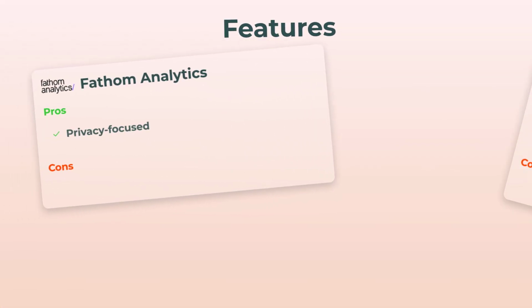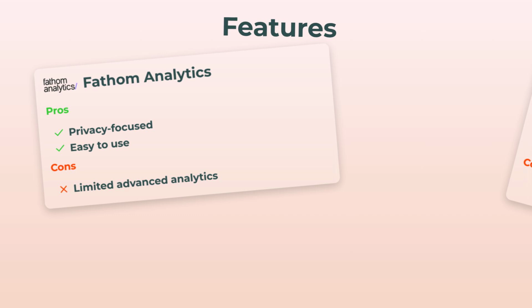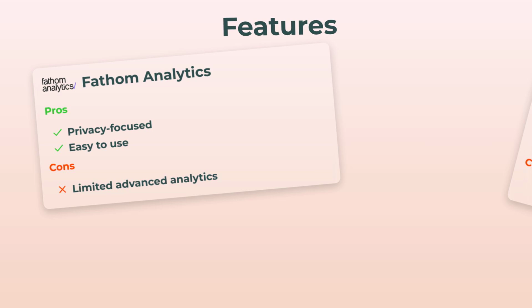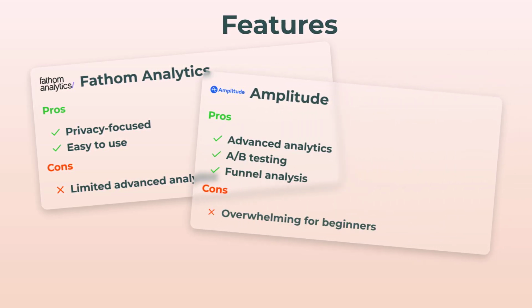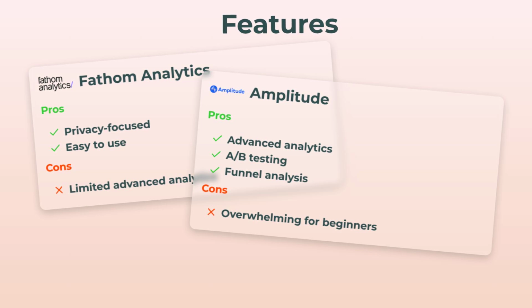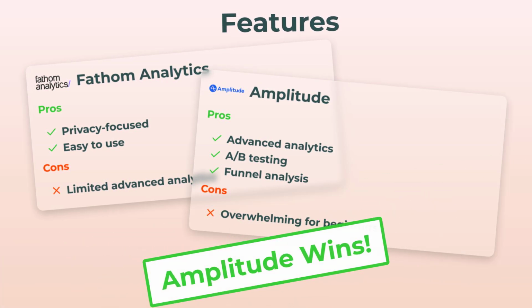Moving on to features. So here's where things get spicy. Fathom is all about privacy and simplicity. It's super easy to use, especially if you don't want to wade through loads of graphs and charts. Perfect if you just want the basics. But if you're after things like A/B testing or deep funnel analysis, you might feel a little limited here. Now, Amplitude? Oh, here's where it shines. Advanced analytics, A/B testing, funnels, you name it. The only catch? It's almost overwhelming if you're just starting out. But if you're a data nerd, Amplitude's got you covered. In terms of features, Amplitude takes the crown.